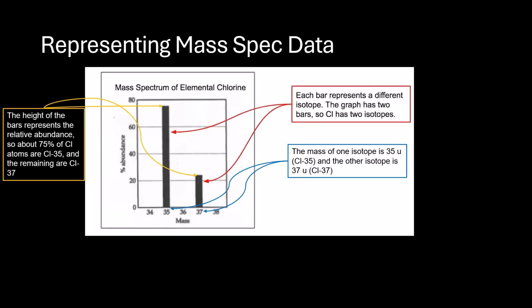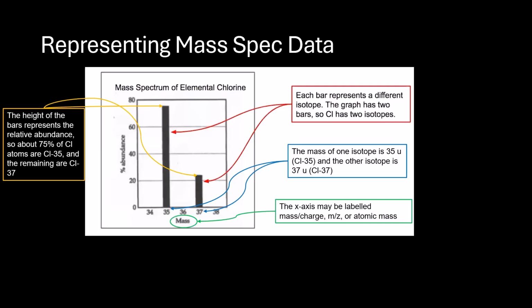The next thing that you're going to look at is the height of each of those bars. And you're going to go over to the y-axis, and it's labeled percent abundance. And so the height of the bars represents the relative abundance. And so if you're looking at the 35, that's going to represent about 75% of all chlorine atoms in nature. And the remaining 25% that's left is going to be represented by that 37 mass. And so that's going to tell us how common they are.